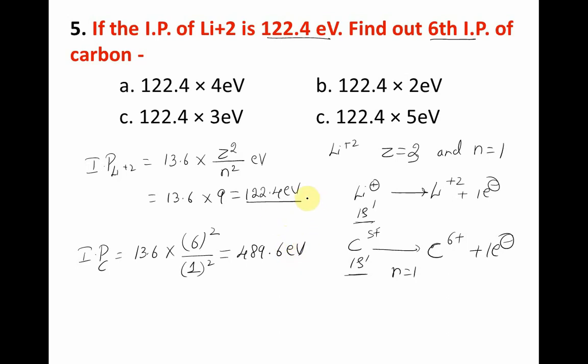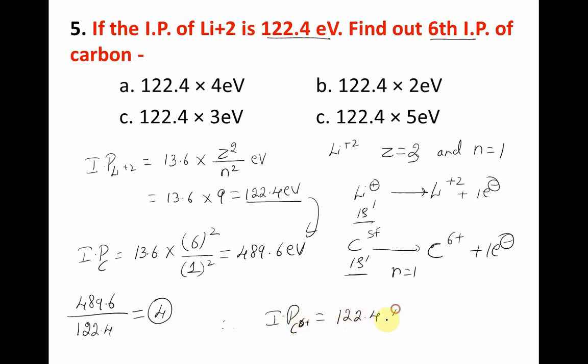Therefore we get 489.6 electron volt. We need to find out how many times this energy increases to remove the 1 electron from the 1s orbital. So very simple, 489.6 divided by 122.4 becomes almost equal to 4. Therefore the answer will be that the ionization potential of the C5+ ion is equal to 122.4 into 4 electron volt. Please note it down.